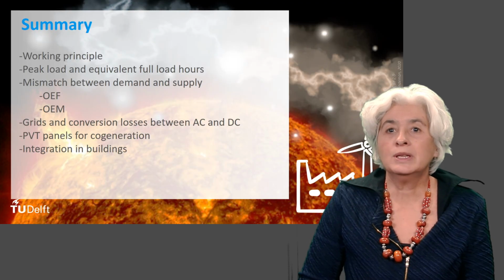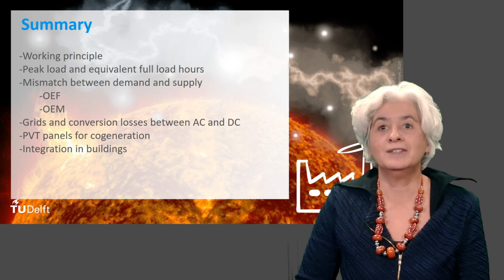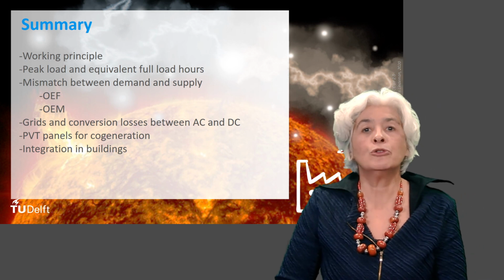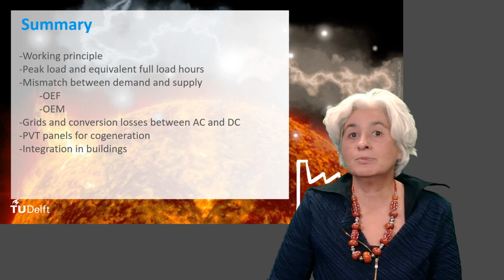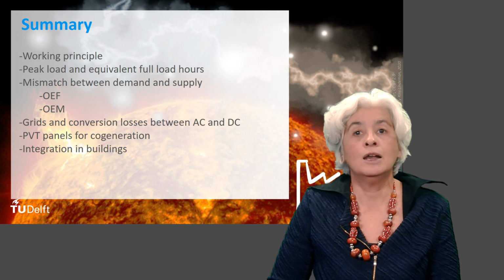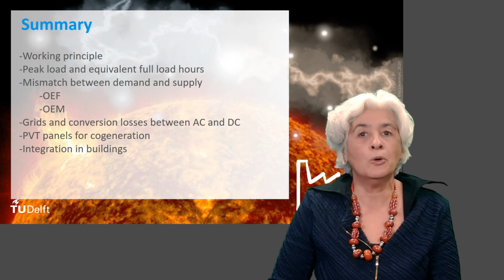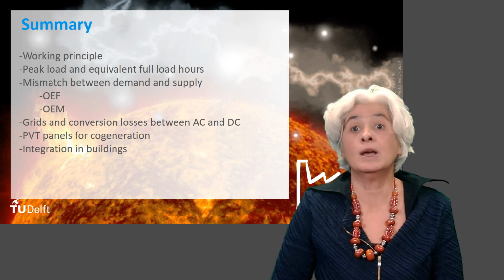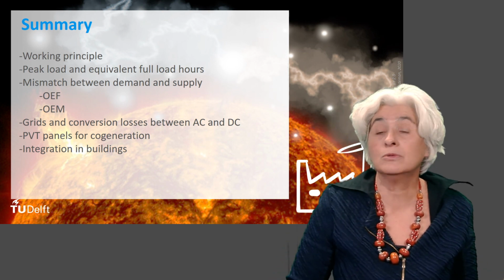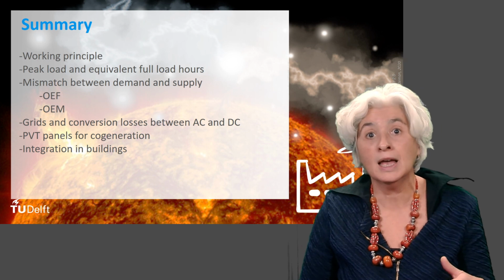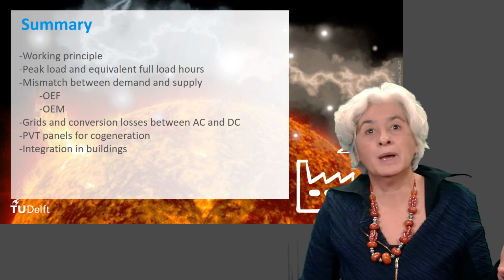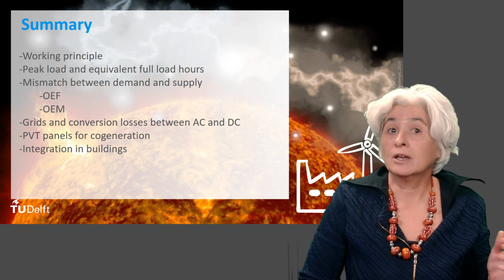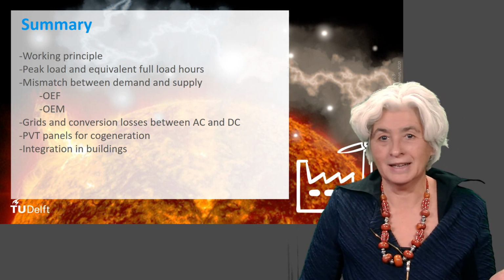During this lecture, we discussed the working principle of PV cells and how to use rough data to size them. We also went into more detail about the mismatch between demand and supply and learned the meaning of OEF and OEM. The need and possibilities for storage were shortly discussed, as well as smart grids and the losses during the conversion from AC to DC and conversely. PVT panels for cogeneration of heat and power were discussed, as well as integration of PV cells in buildings.